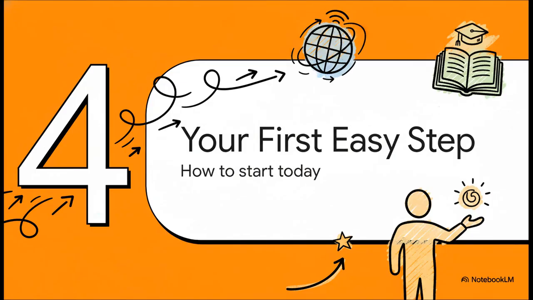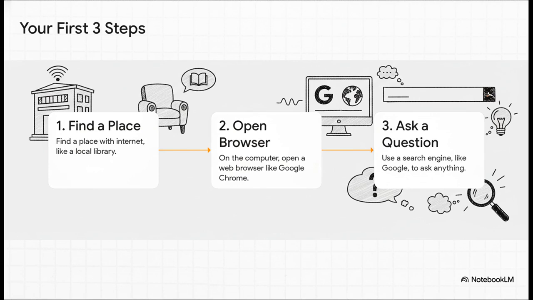Okay, so you might be thinking, this sounds great, but where do I even begin? I get it. It can feel like a lot. But taking that first step is way easier than you think. Let's break it down right now. It really just comes down to 3 easy steps. First, you just need to find a place that has internet. A library is a perfect spot for this.